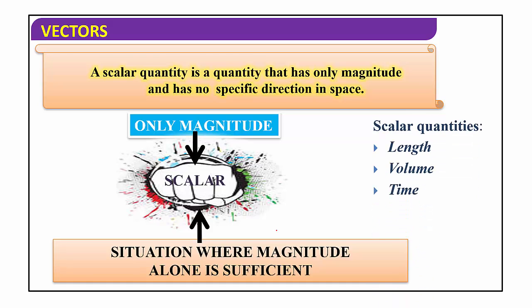For example, scalar quantity length. I am going to measure the length of the rod. Is there any direction? I can measure from right to left or left to right. We get the same answer. So this is a scalar quantity. Second example, volume. Volume means length into breadth into height. Whether we consider any direction here, it is not necessary. There is only a value, only magnitude. So this is a scalar quantity. Third example, time.